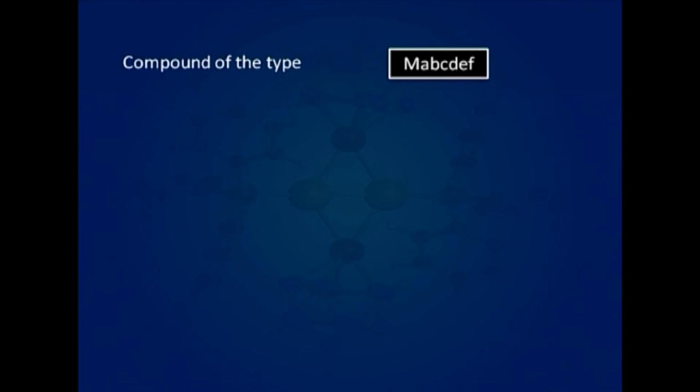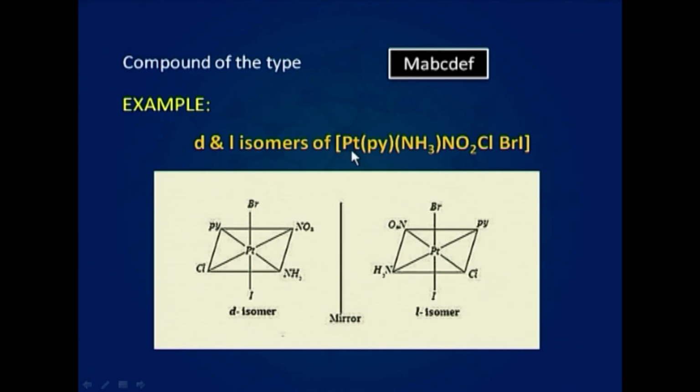Let us take the compounds of the type M, A, B, C, D, E, F, where M is the metal ion and A, B, C, D, E and F are 6 different types of ligands. An example of this type of complex is [Pt(py)(NH3)(NO2)(Cl)(Br)(I)]. You can see the mirror image of this complex is non-superimposable. Therefore, this type of complex has optical isomerism and exists in D and L forms.